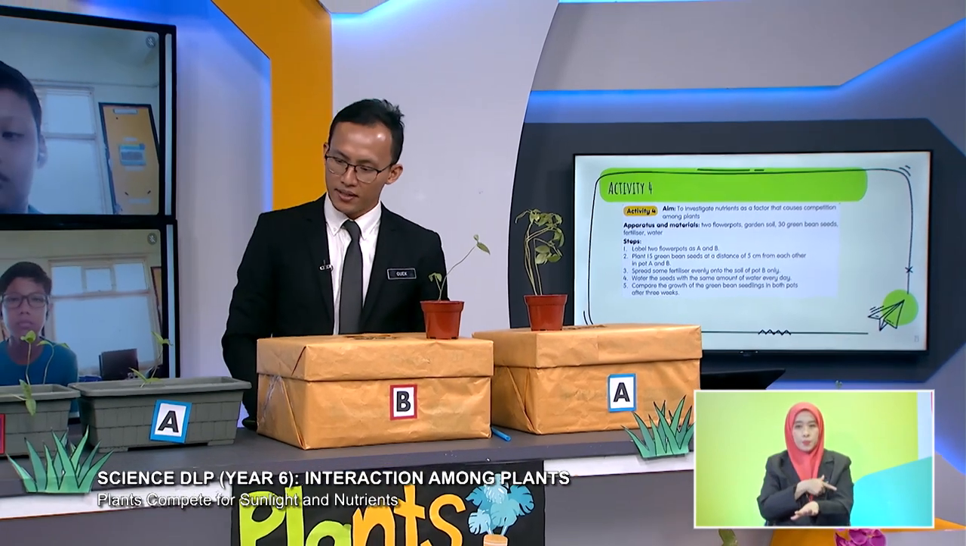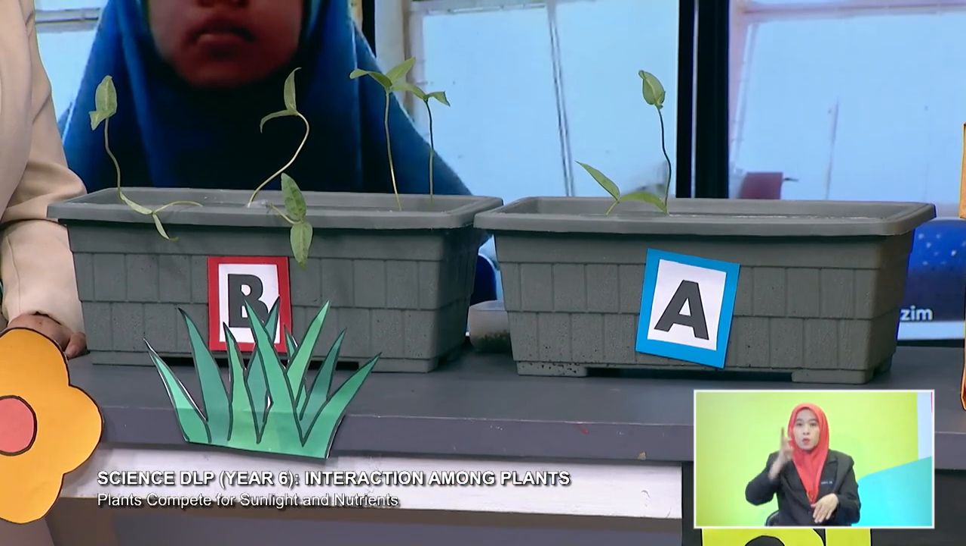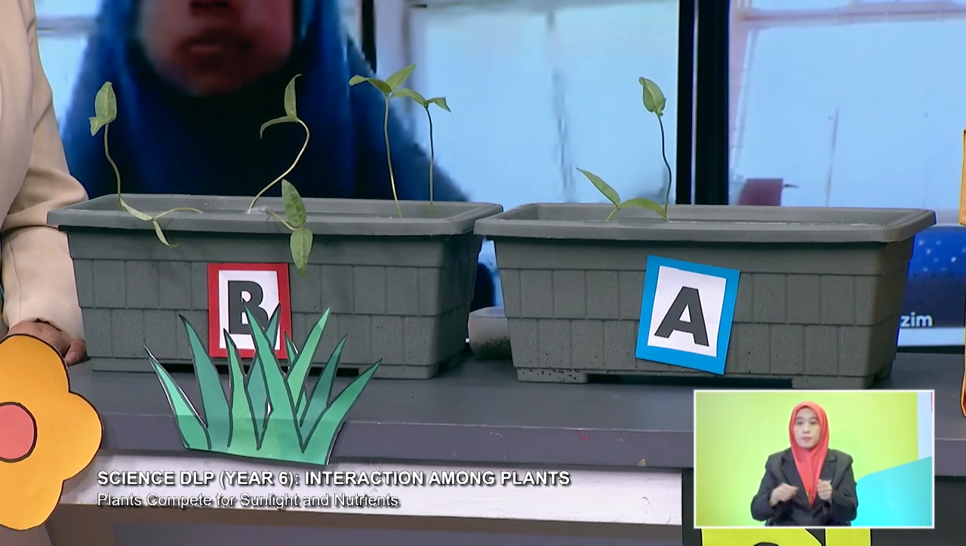In this experiment, what we're going to do is put 15 green bean seeds in each pot. But the difference is we need to separate them 5 cm apart. Then after that, in one of them, we are going to place this, called the fertilizer or the nutrient. So we put fertilizer on it and then mix it evenly. And then, not to forget, we have to water the plants regularly every day to make sure that this experiment works out properly.